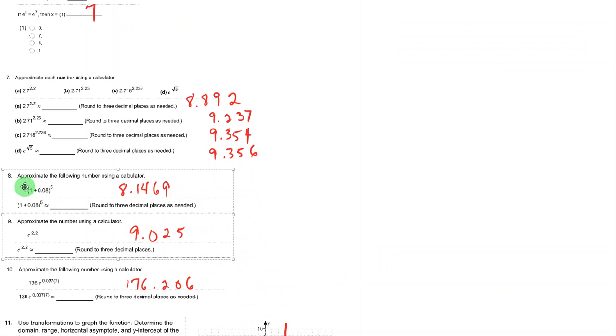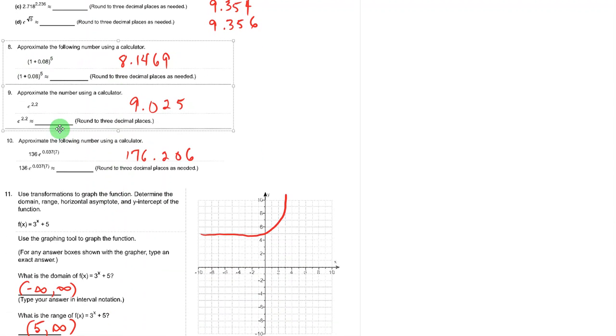Be sure that you do the parentheses around this and then raise it to the 5th. On this one, e to the 2.2. This one, 136. Then hit your second ln and get your e. And you can put all of that in the top. And you should be fine on that one.